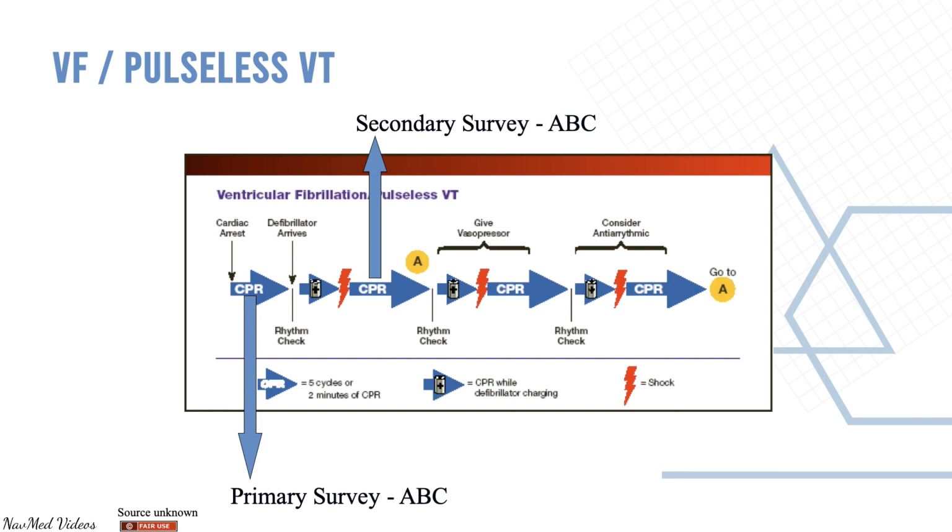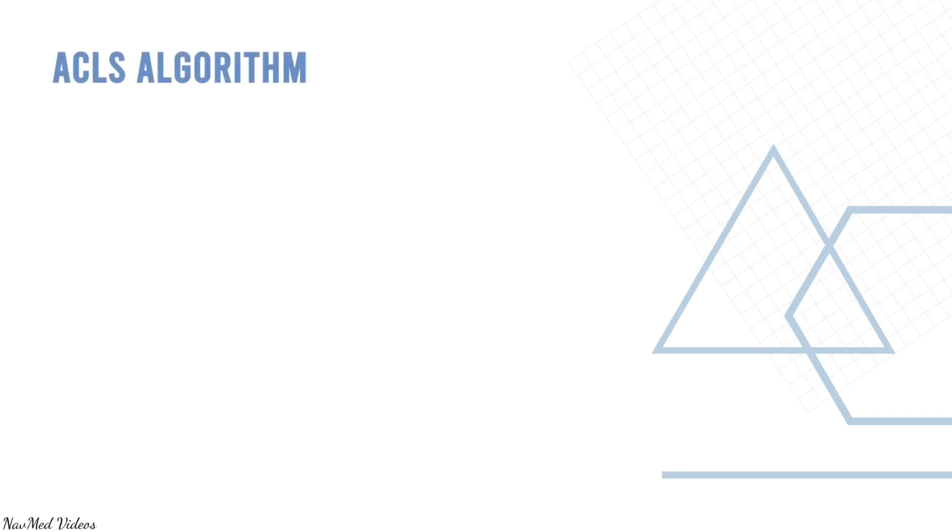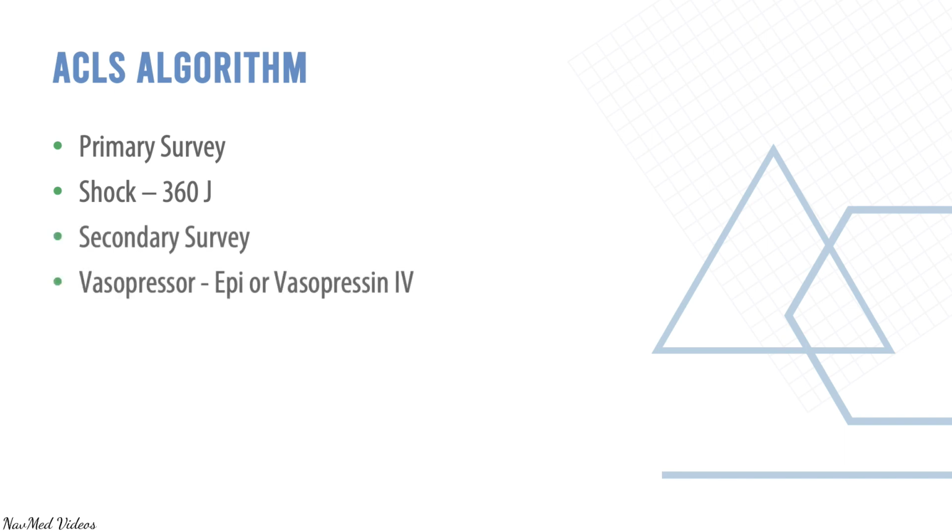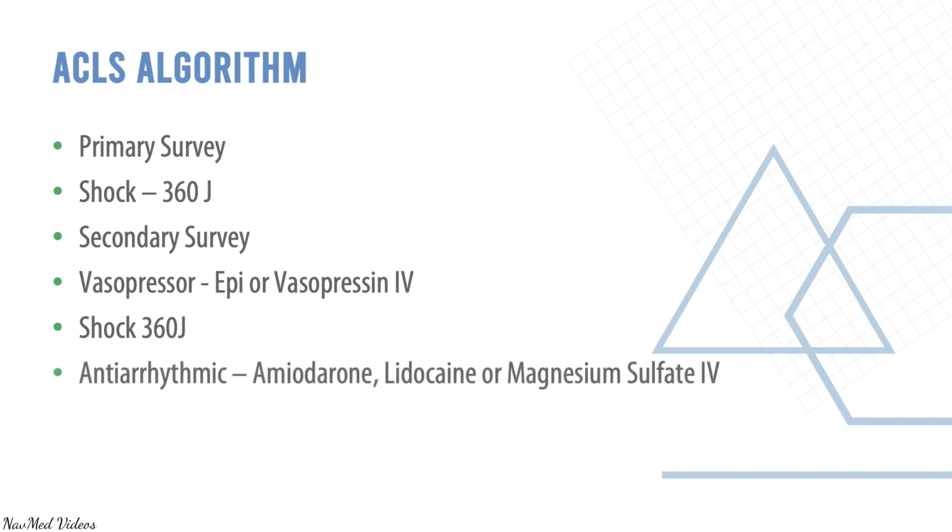Okay, so this is the algorithm for ventricular fibrillation. You can pause the video here and have a look. The ACLS algorithm is: primary survey, then you shock 360 joules, secondary survey, vasopressor, then shock again 360 joules, and if still not improving, antiarrhythmics like amiodarone, lidocaine, or IV magnesium, then shock again.